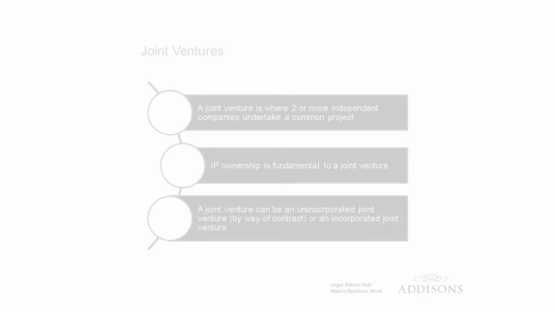We'd now like to talk about joint ventures, and joint ventures are where 2 or more independent companies undertake a common project. You can have an unincorporated joint venture, which is basically where the 2 companies enter into an agreement and the agreement sets out the contractual arrangements. Alternatively, you can have an incorporated joint venture, where the 2 parties actually hold shares in the JV entity.